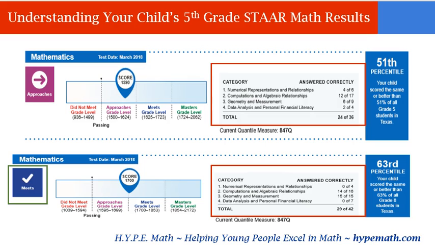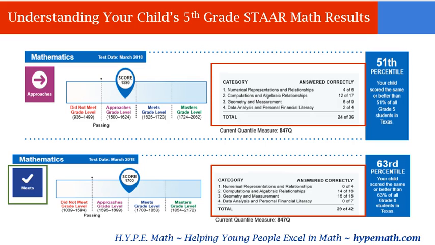So for your child's math results, this is just an example. In the top half, it shows that your student approaches grade level, which means we know that they will need additional support for the upcoming 6th grade year. Now, let's take a look at the example on the bottom. Let's say that your child did meet the grade level needed in order for them to progress and be successful for the next grade year.